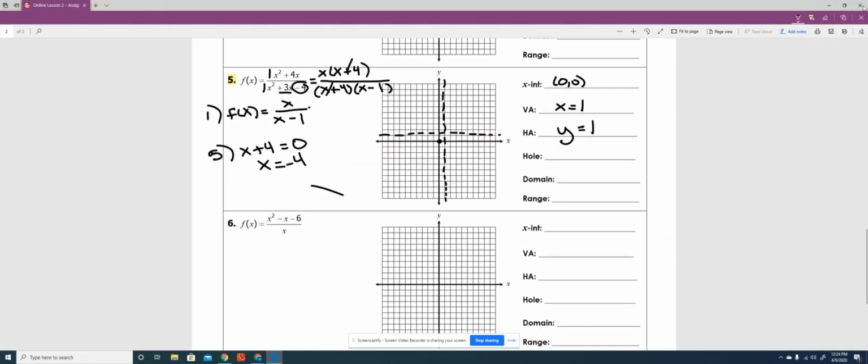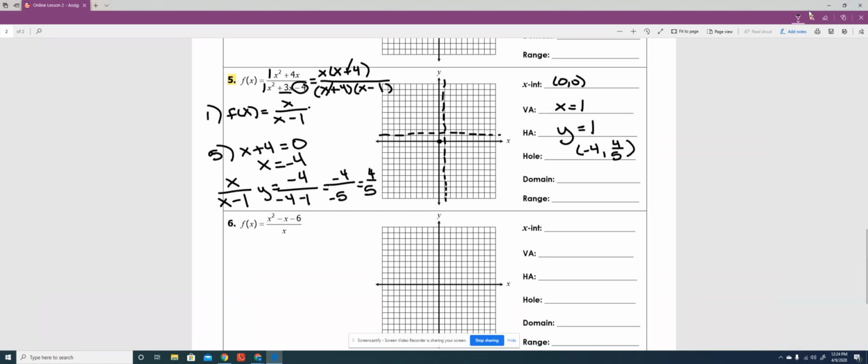Then I find my y value by substituting the x coordinate into this simplified function. So my simplified function, remember, is x over x minus 1. So I'm going to plug in negative 4 to that function, and I'm going to get negative 4 over negative 5, which is 4 over 5, because I have a negative divided by a negative. And that's my y value. So my hole is at negative 4, 4 over 5. That is where I have my hole.